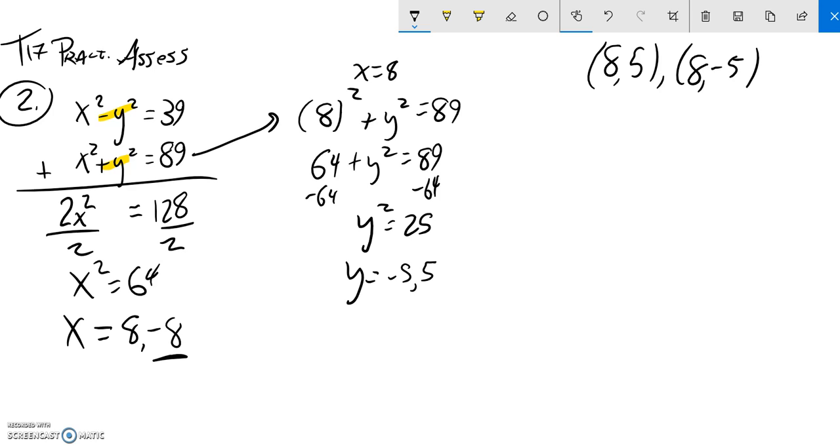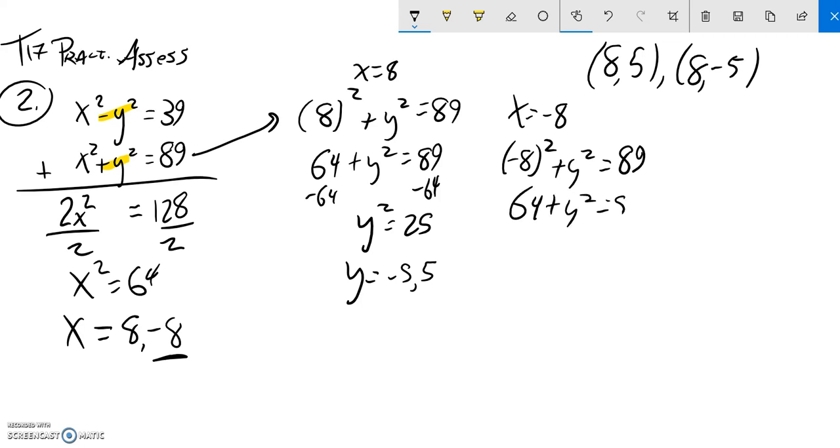So now let me try it for when x is negative 8. I'm going to plug it into the same equation. I could use either equation. Negative 8 squared plus y squared equals 89. Negative 8 squared is 64. And notice that I've been here before, so I'm going to get the same answers. y is negative 5 and 5. So I have two more points. When x is negative 8, y is 5. When x is negative 8, y is negative 5.